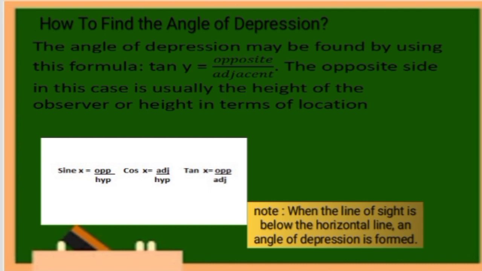So we have here sin x is equal to opposite over hypotenuse, cos x is equal to adjacent over hypotenuse, and tan x is equal to opposite over adjacent. Note, when the line of sight is below the horizontal line, an angle of depression is formed.